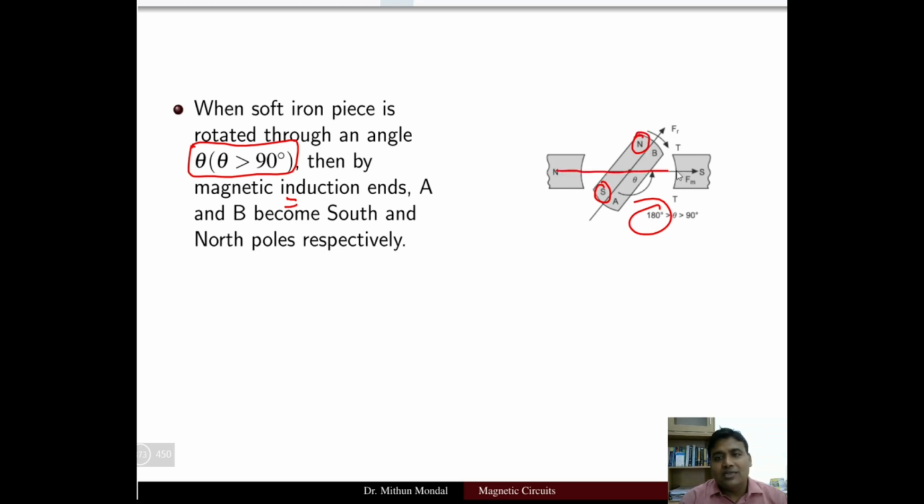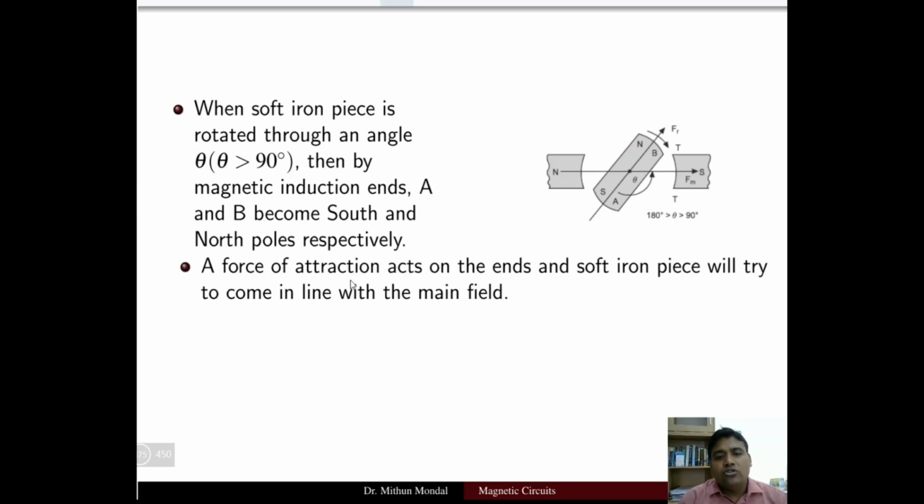And this is the direction of the field of the main magnet. So what will happen if a force of attraction acts on the end? The soft iron piece will try to come in line with the main field. Here you have a north pole of the soft iron piece and a south pole of the main permanent magnet, so there will be a force of attraction. In this case, the angle will again be reduced.